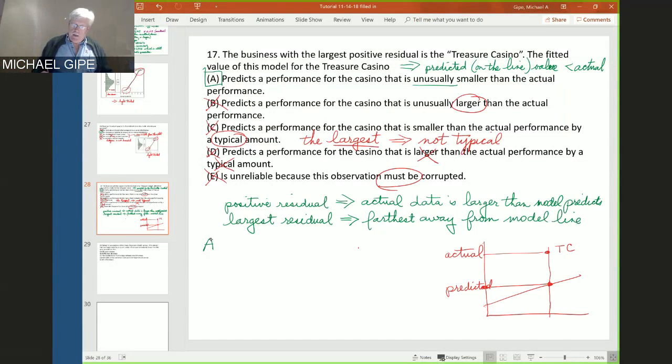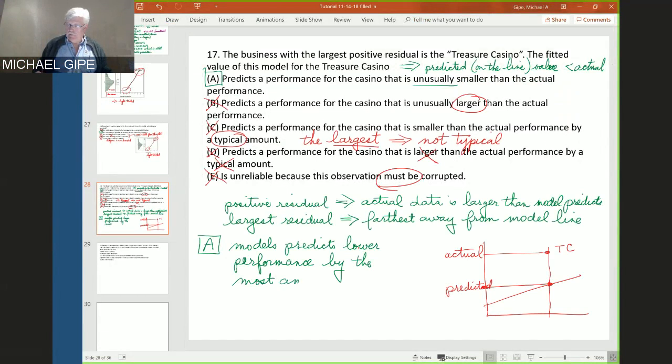And A, the answer A, says the model predicts lower performance by the most amount. And I'd say most was unusual. Okay.